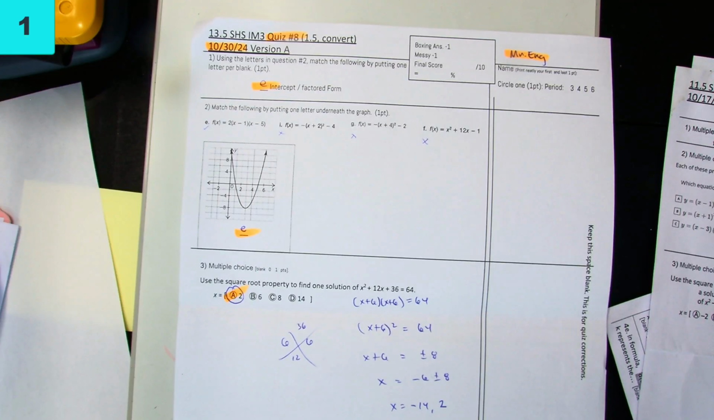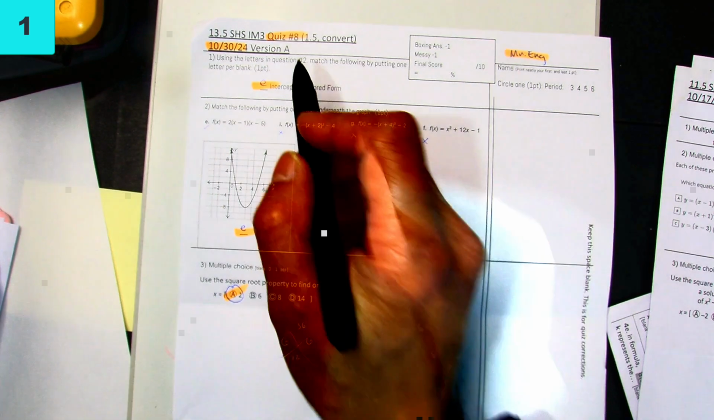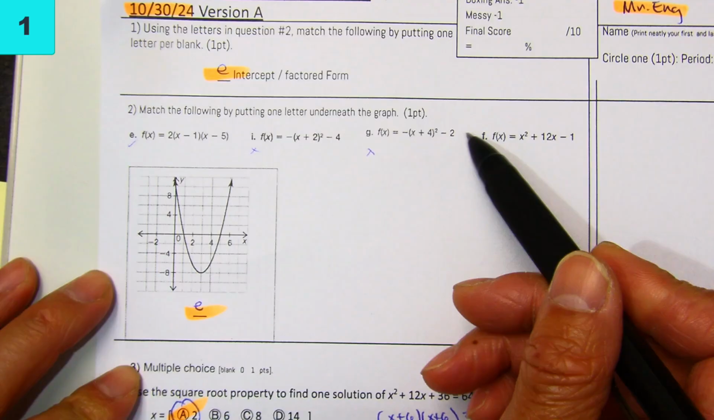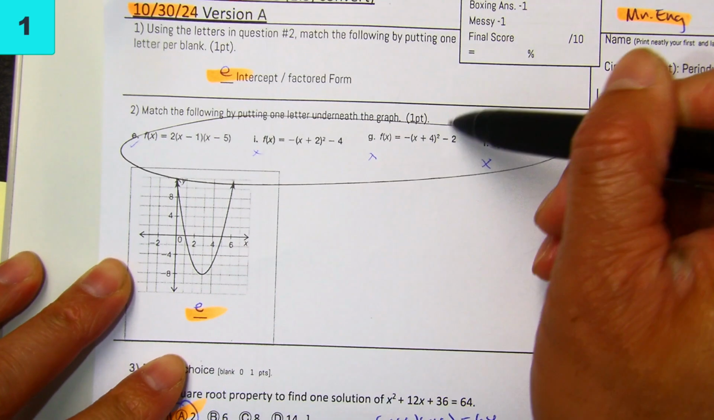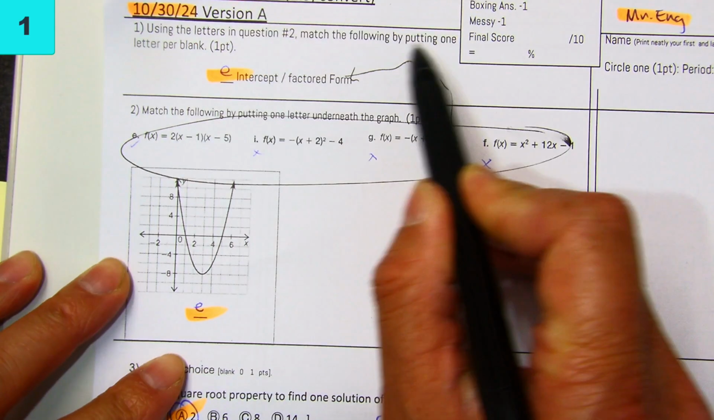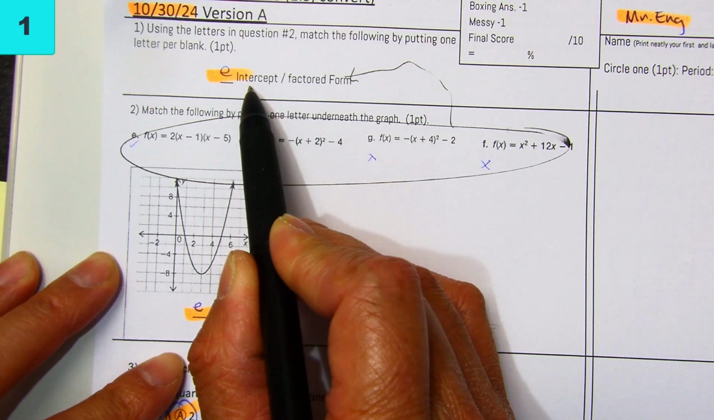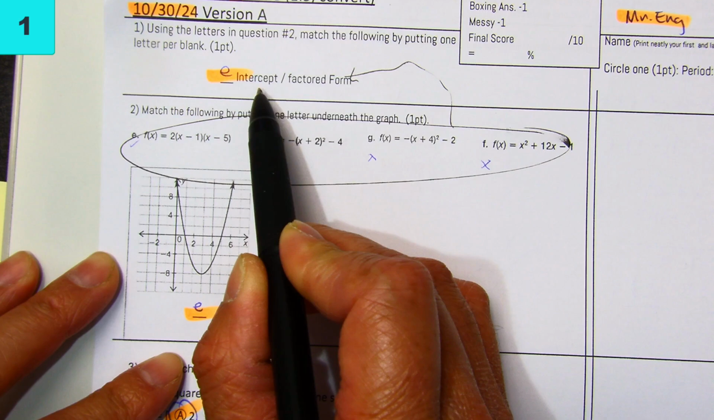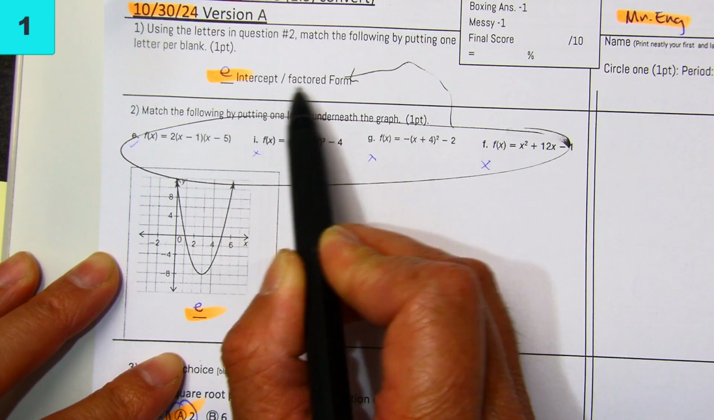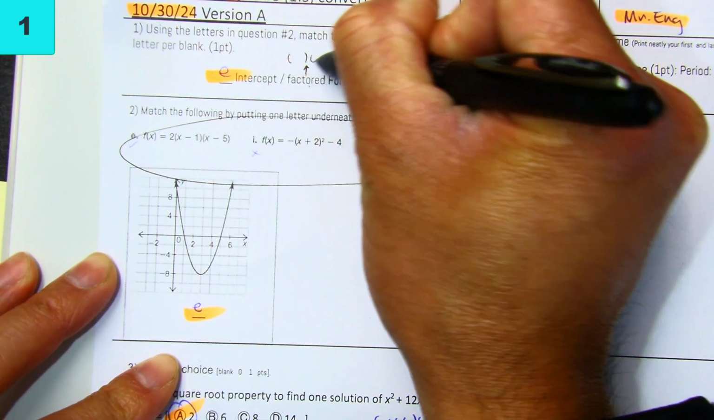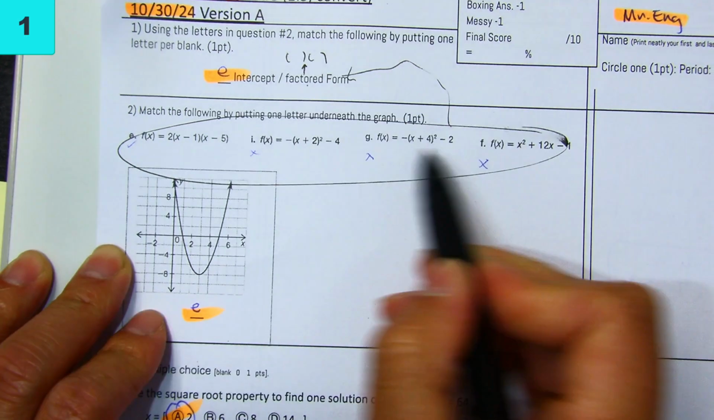Hey guys, this is Mr. Ng. Let's go over your quiz number 8. This is version A. Using the letters in question number 2, match the following by putting one letter per line. So which one is intercept or factored form? This word we haven't really used much, intercept form, but you see the word factored form. Factored, you should think of two sets of parentheses, and the only choice for that one is E.